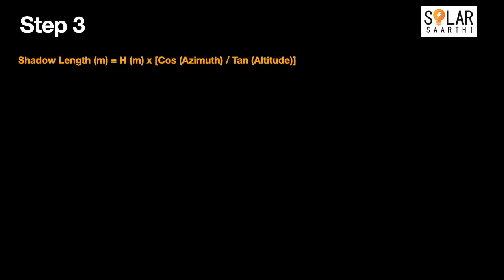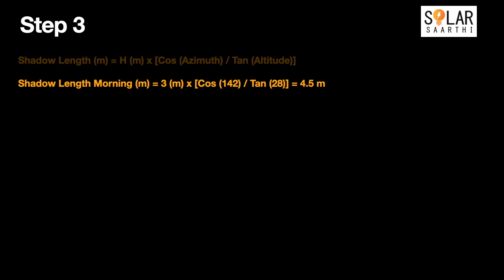Going to the final step, we'll use this formula to calculate the shadow length, that is height h multiplied by cos azimuth divided by tan altitude. Now in this case, we'll have to calculate shadow length for both morning and evening times. So for the morning time, shadow length is 3 meters multiplied by cos 142 divided by tan 28. So we are using the morning time angles here, that is 10 a.m. angles here. The shadow length comes to be 4.5 meter.